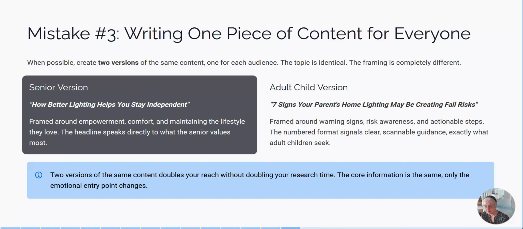Whereas for the family, the adult child, you want to give them the steps. These are 7 signs. These are 7 steps. These are 7 types of lights. This is the research of why you need more lighting, this is how it can help, and this is where to place them. You can even do that in multiple articles, step 1, step 2, volume 1, volume 2, volume 3, and it can give them the guidance that they need of what to do.